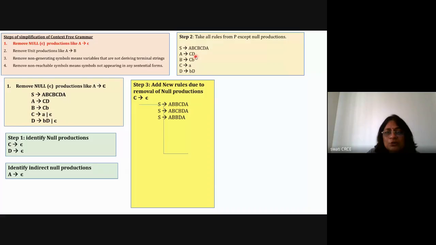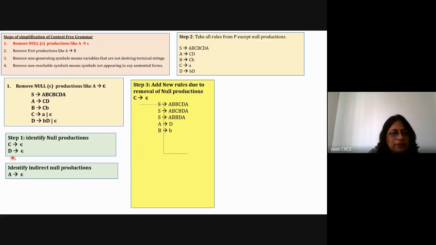Now you go to the next rule. If C is epsilon, then your A will become D. Then go to the next rule. Here if C is epsilon, B will become small b. Here there is no change, and here also there is no change. So for C we are done with this.